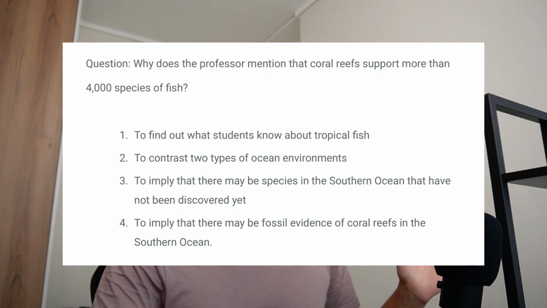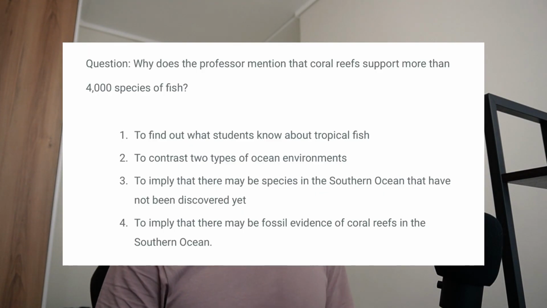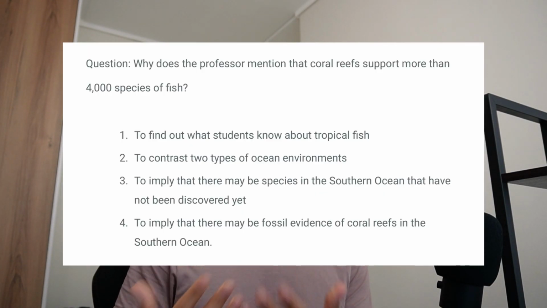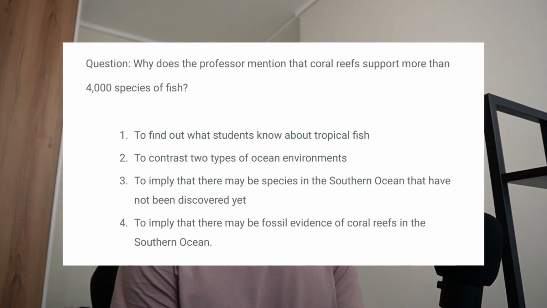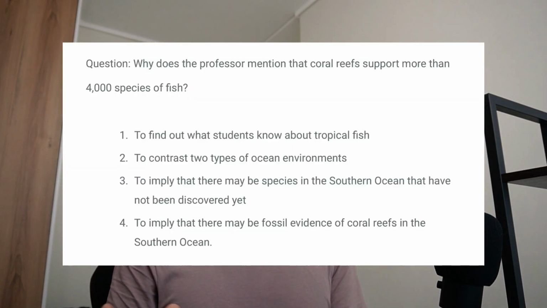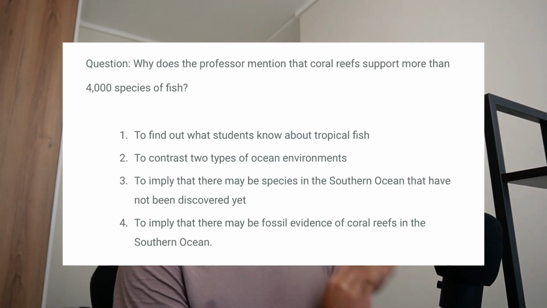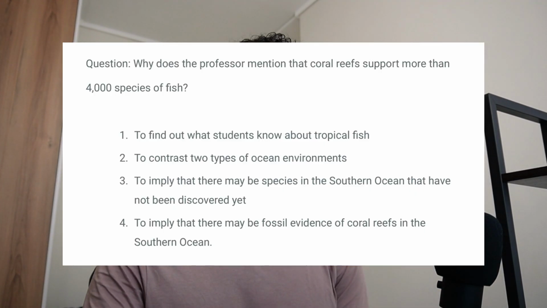Here is an example question of a detailed. Why does the professor mention that coral reefs support more than 400 species of fish? And you have your 4 options. And if you didn't hear it, if you didn't take note, and if you don't remember, I mean, good luck, just guess. And if you do know they were speaking about the Southern Ocean, then you can at least narrow down your options to C and D, or in this case, 3 and 4.